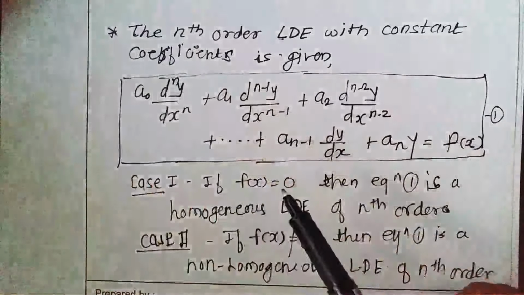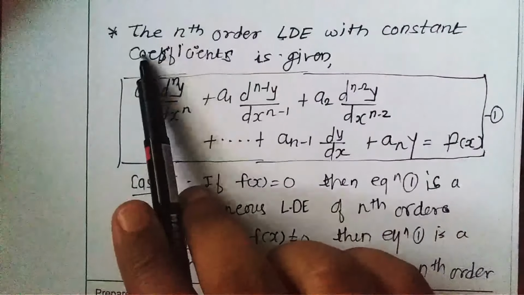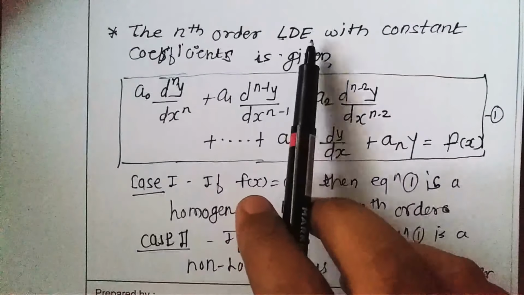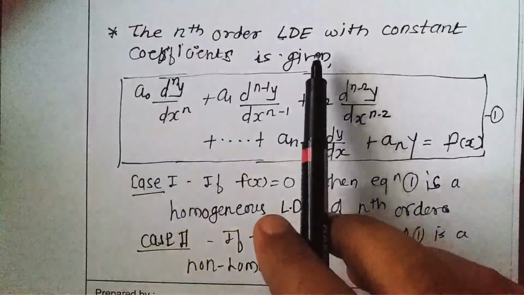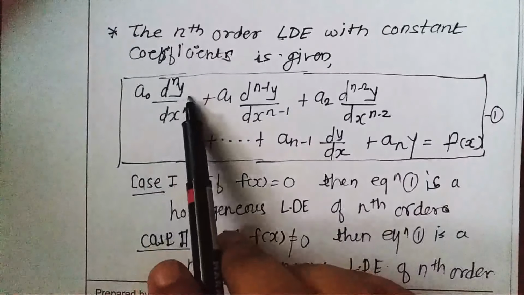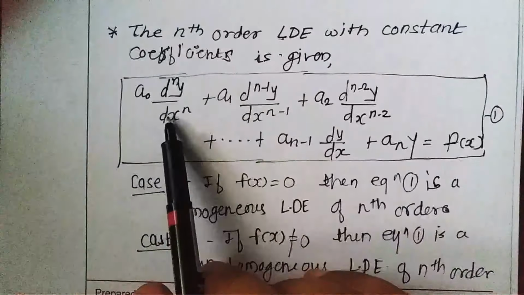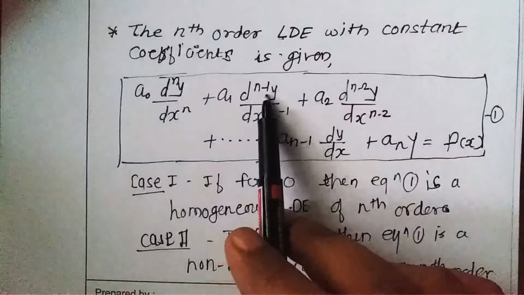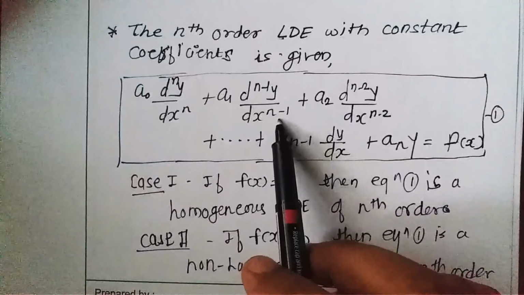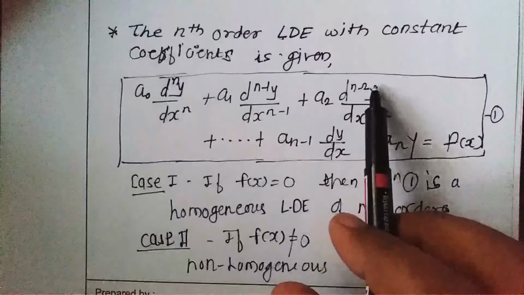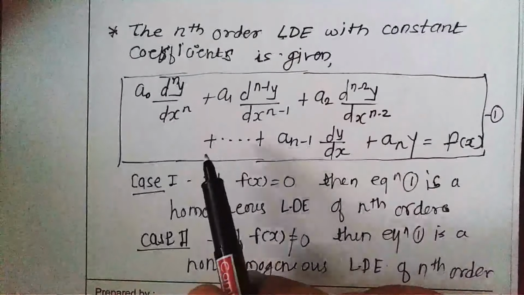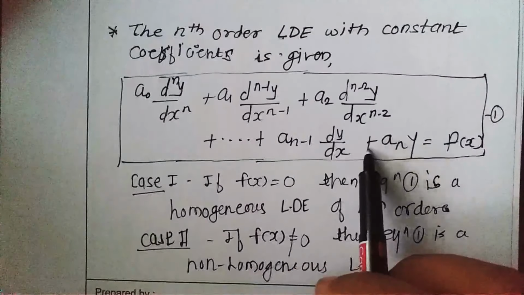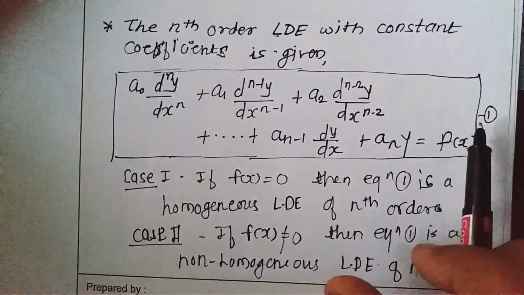Now this is the definition that I have written. This is the definition of the nth order LDE, that is, linear differential equation with constant coefficients. It is given by a0 d^n y/dx^n, the nth order derivative of the function y with respect to x, plus the second term a1 d^(n-1) y/dx^(n-1), plus a2 d^(n-2) y/dx^(n-2), plus dot dot dot, plus a_(n-1) dy/dx plus a_n y equal to f(x).